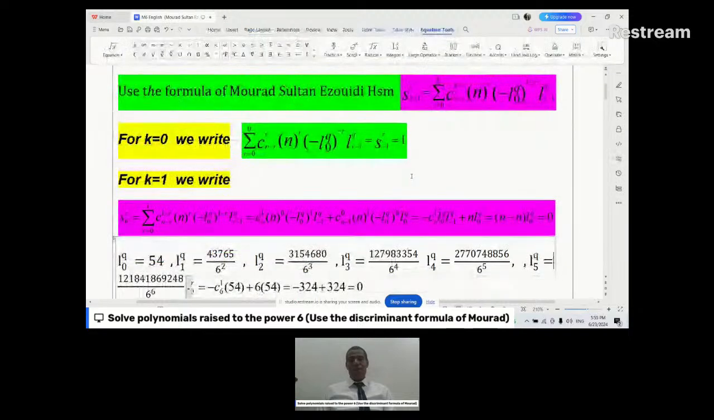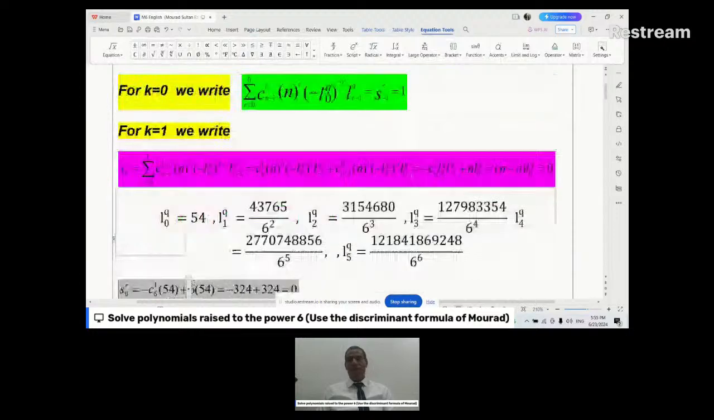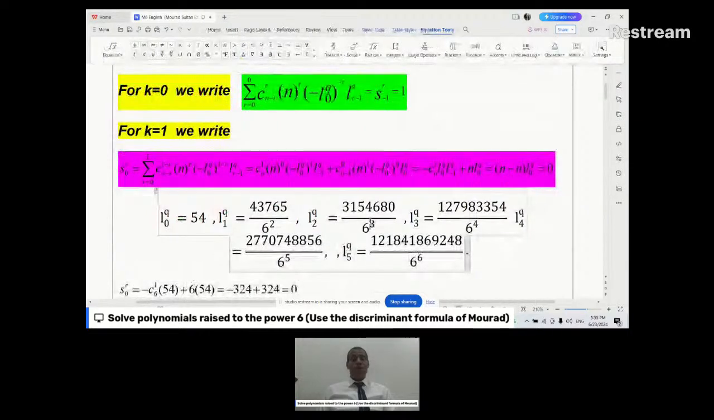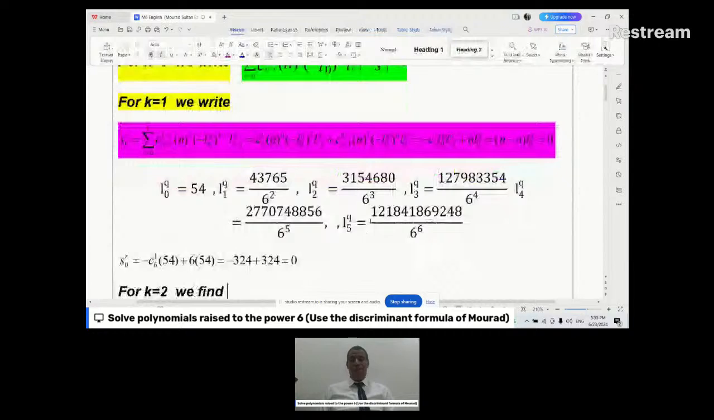It's an occasion for you to learn from your mathematics teacher, Mourad Sultan Ezouidi, and to get to know how you can understand the relationship between the roots of a polynomial to the power n and the coefficients of the x terms written in the polynomial to the power n, and also to know that there is a strong relationship between L n minus 1 of Q and S n minus 1 of Q. This relationship is demonstrated in the formula of Mourad Sultan Ezouidi.